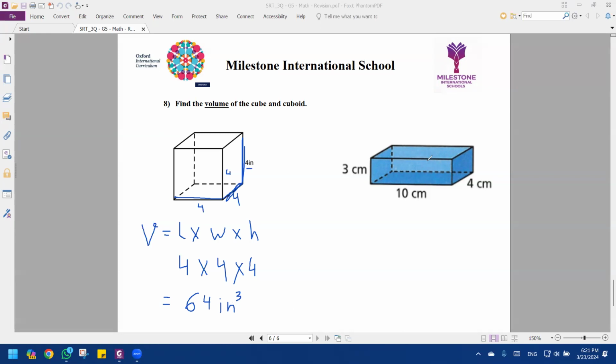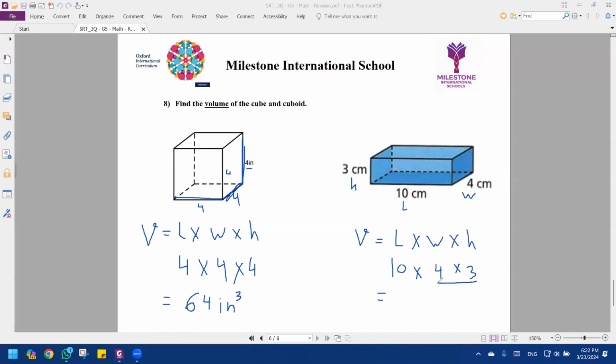Now, next shape, we have the cuboid. This is the length, this is the width, and this is the height. So we write the formula again. Volume is equal to length times width times height. The length is 10, the width is 4, the height is 3. Someone might ask, teacher, is it okay if I mix them, like change their order? Yes, because it's multiplication. I can make it 4 times 3 times 10, whatever.